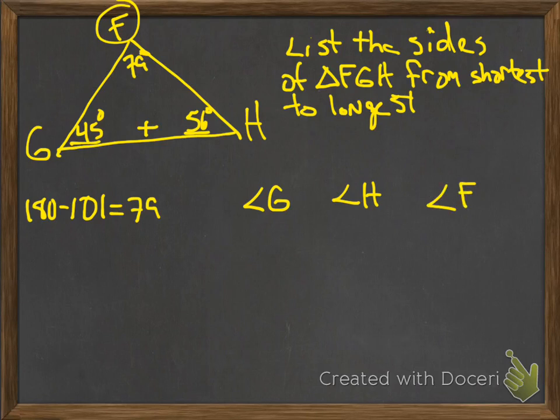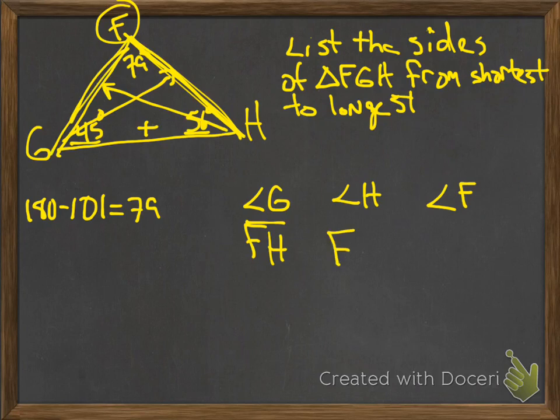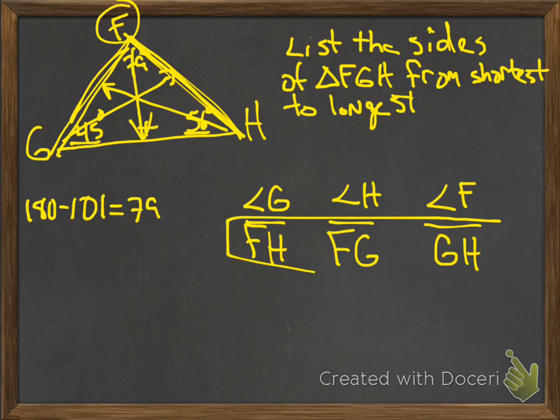So how do I find the sides? Opposite the 45 is side FH, line segment FH. Opposite the 56 is FG. Notice how I'm writing those answers. And finally, opposite 79 is GH. That would be listing all the sides in order from shortest to longest.